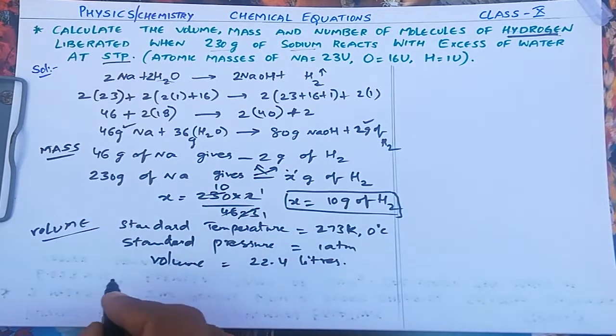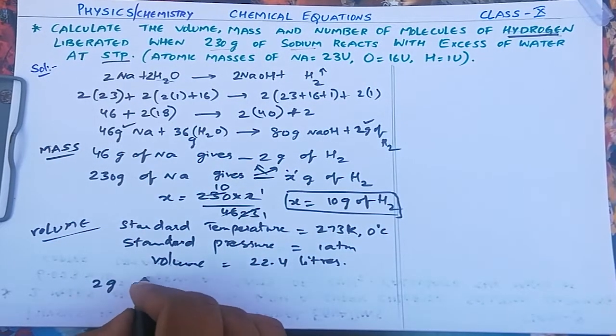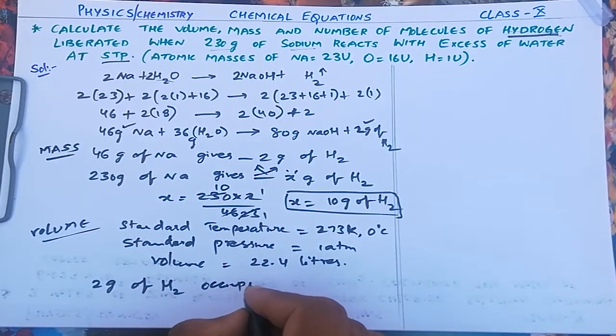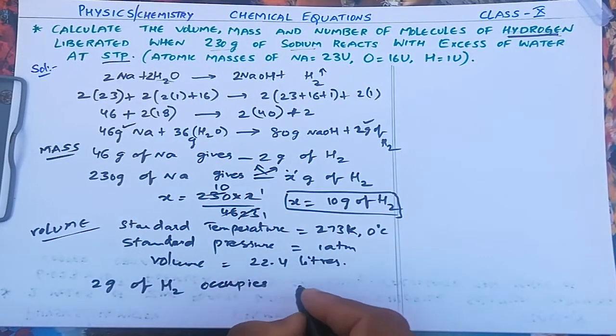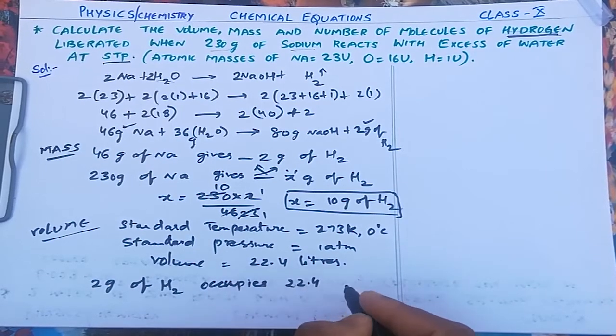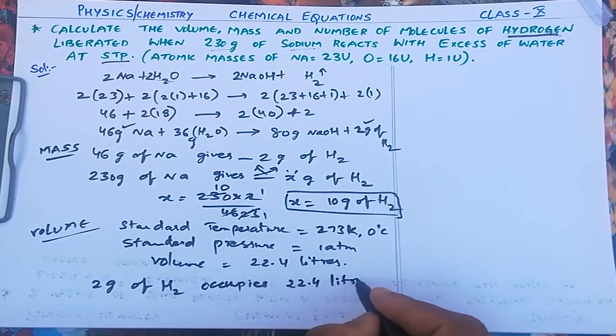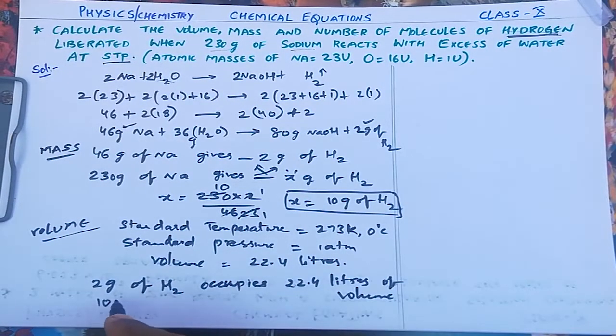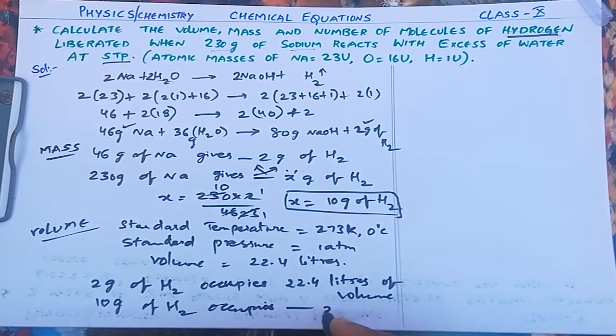So now, 2 grams of hydrogen occupies, at STP, 22.4 liters of volume. We got the mass as 10 grams. So 10 grams of hydrogen occupies how many liters of volume?